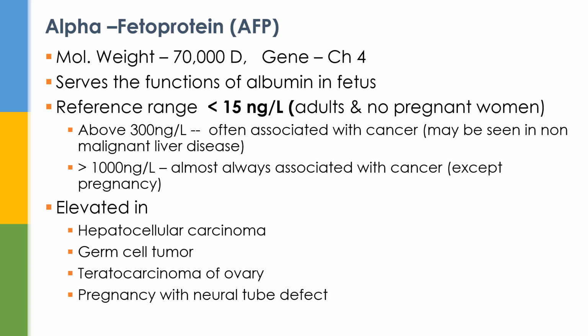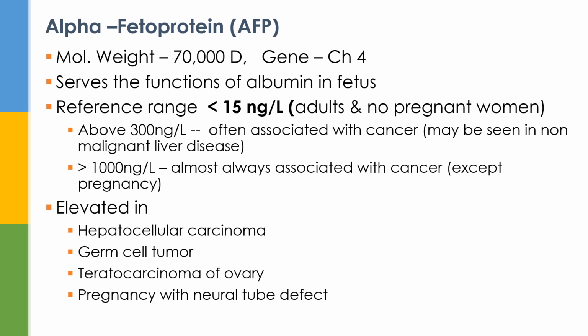Alpha fetoprotein, abbreviated as AFP, almost serves as an albumin in the fetus, and the molecular weight is 70,000 daltons, and the gene for this alpha fetoprotein is present on chromosome 4. A value less than 15 nanogram per liter is present in adults and non-pregnant women. A value above 300 nanogram per liter is often associated with cancers.